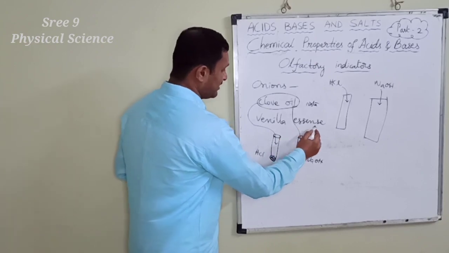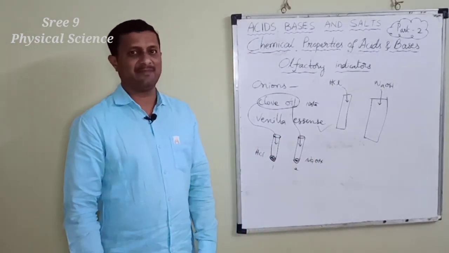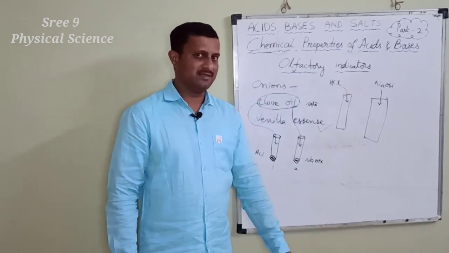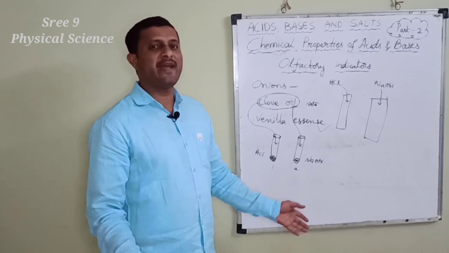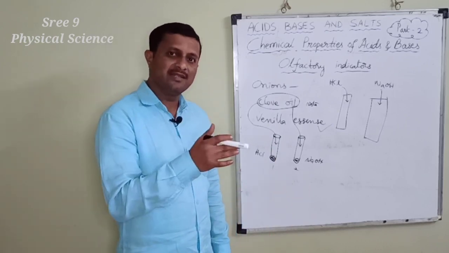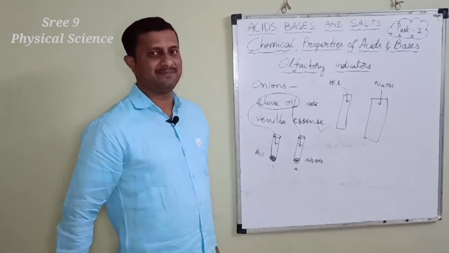And vanilla essence also changes its odor in acidic medium and basic medium. So like this we have olfactory indicators. So the conclusion here is, olfactory indicators are the substances which change their odor in acidic medium and basic medium.